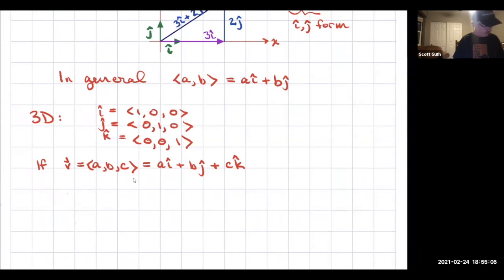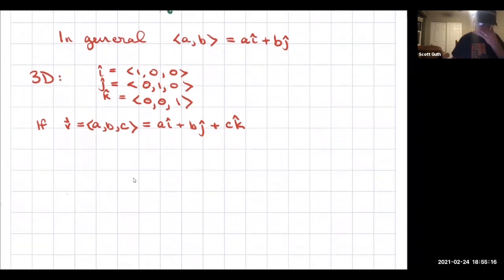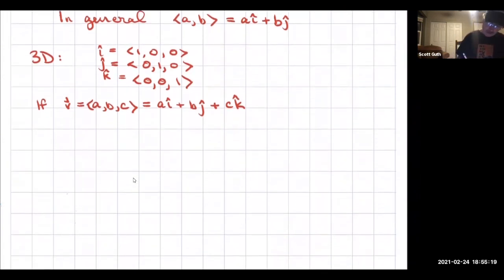I need to do a physics problem with you guys. But before I get too deep in, let's just do the sine and cosine representations, and then once you do the cosine and sine stuff, you're ready to do your physics problem.